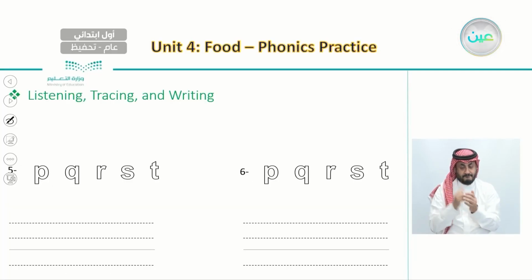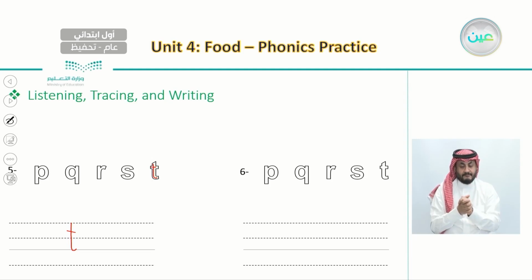Number 5, the letter is T. So we go here and we trace letter T like this. And after this, we go here and we write it here on the line.